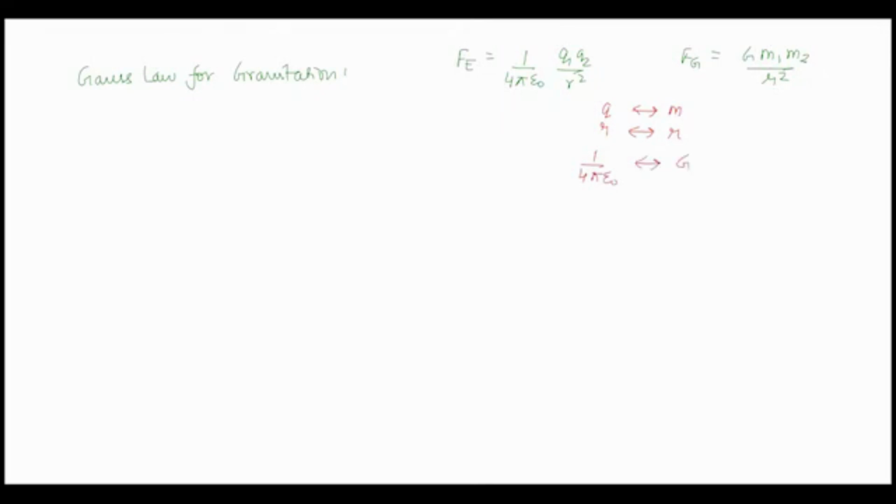When we use the expression for Gauss law for electrostatics, we write it as the closed integral of E dot dA equal to Q enclosed by epsilon naught. For Gauss law for gravitation, I can replace Q enclosed with mass enclosed and 1 by epsilon naught with 4 pi G. So we get an expression for Gauss law for gravitation.